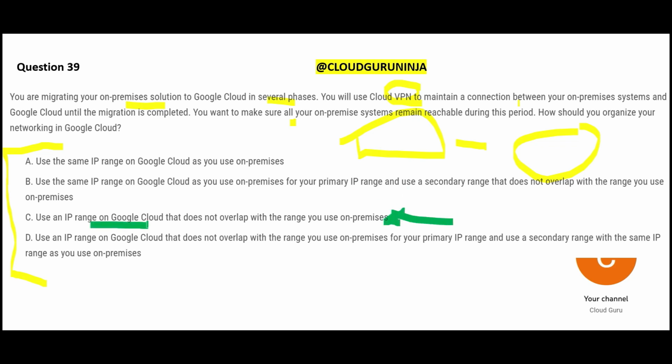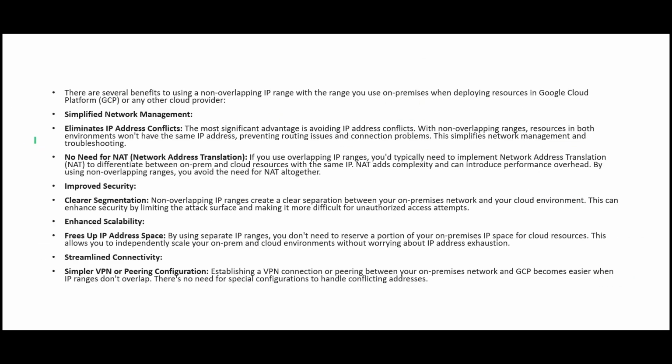See, this IP range on Google Cloud does not overlap with the range of on-premises. Otherwise, there will be a problem. There are several benefits of doing this. You get simplified network management, and it eliminates any IP address conflict. If there is an IP address conflict, it becomes a problem. So it is non-overlapping. That is good, and we don't need to do any NATing. NATing means you set up some sort of instance, and then you isolate the private VPC from public and so on, so the internet is not accessible there, and it improves your security. It clears the segmentation. It adds enhanced scalability. It streamlines the connectivity, with a simpler VPN or peering configuration. So that is the advantage.